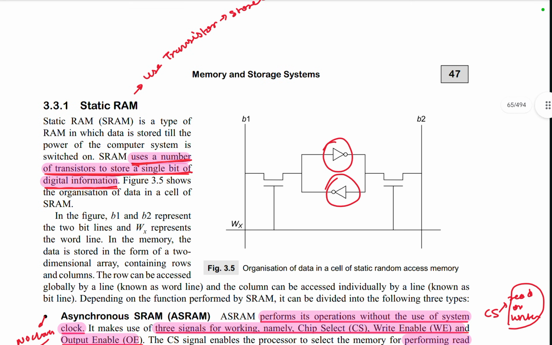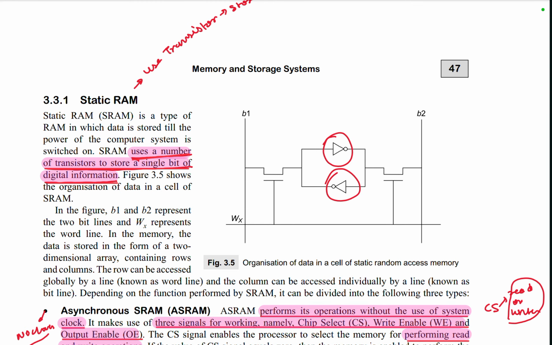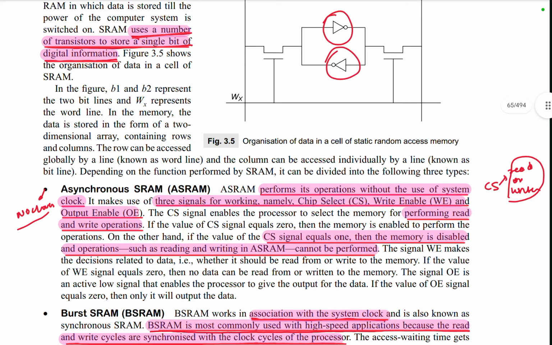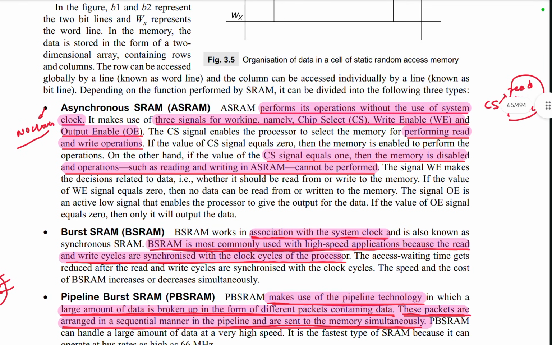Static RAM, or SRAM, uses a number of transistors to store a single bit of digital information. Asynchronous RAM performs its operation without the use of a system clock. It has three signals for working, namely chip select, write enable, and output enable, for performing read and write operations.